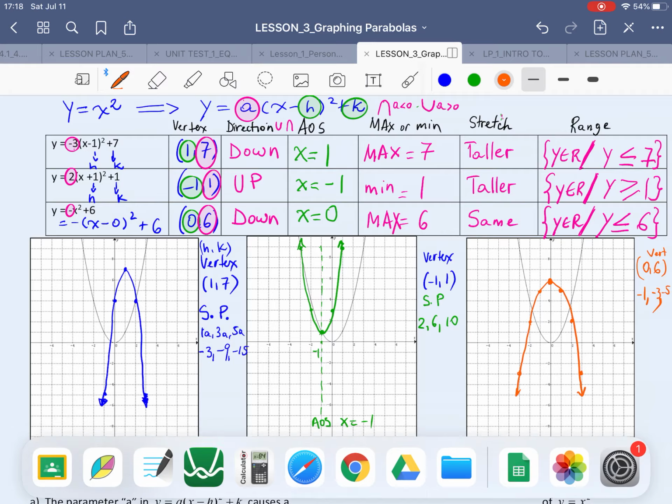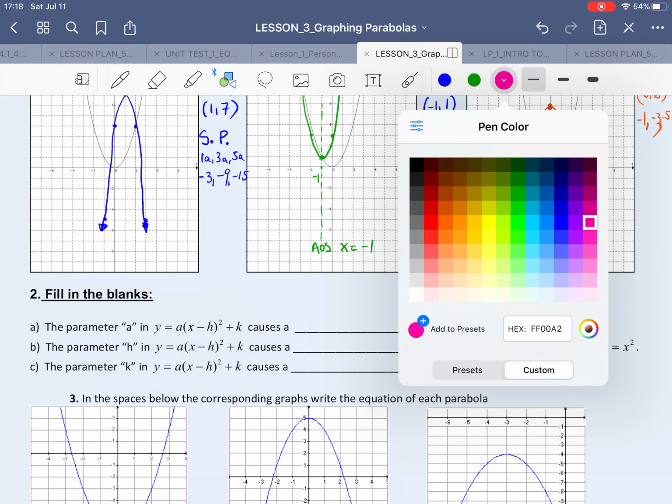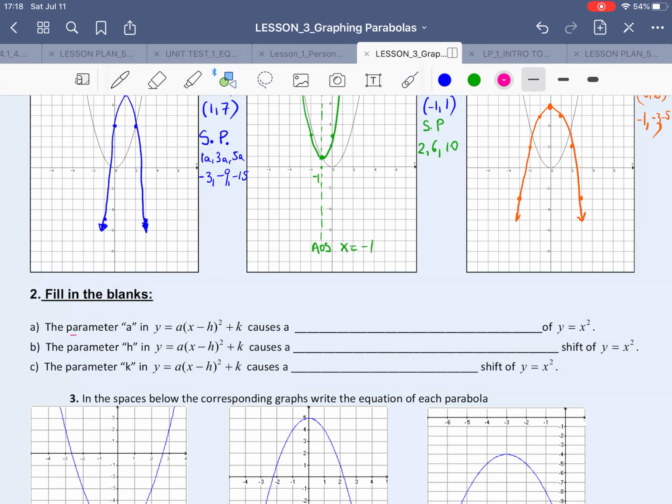All right. So moving on, I just wanted to make a summary of everything that we've done so far. This is for you to complete. So again, stop the video and try to complete it on your own. Now remember that the coefficient a, or the parameter a, sometimes we use that fancy word, parameter, for coefficients. So the parameter a will cause a vertical stretch.